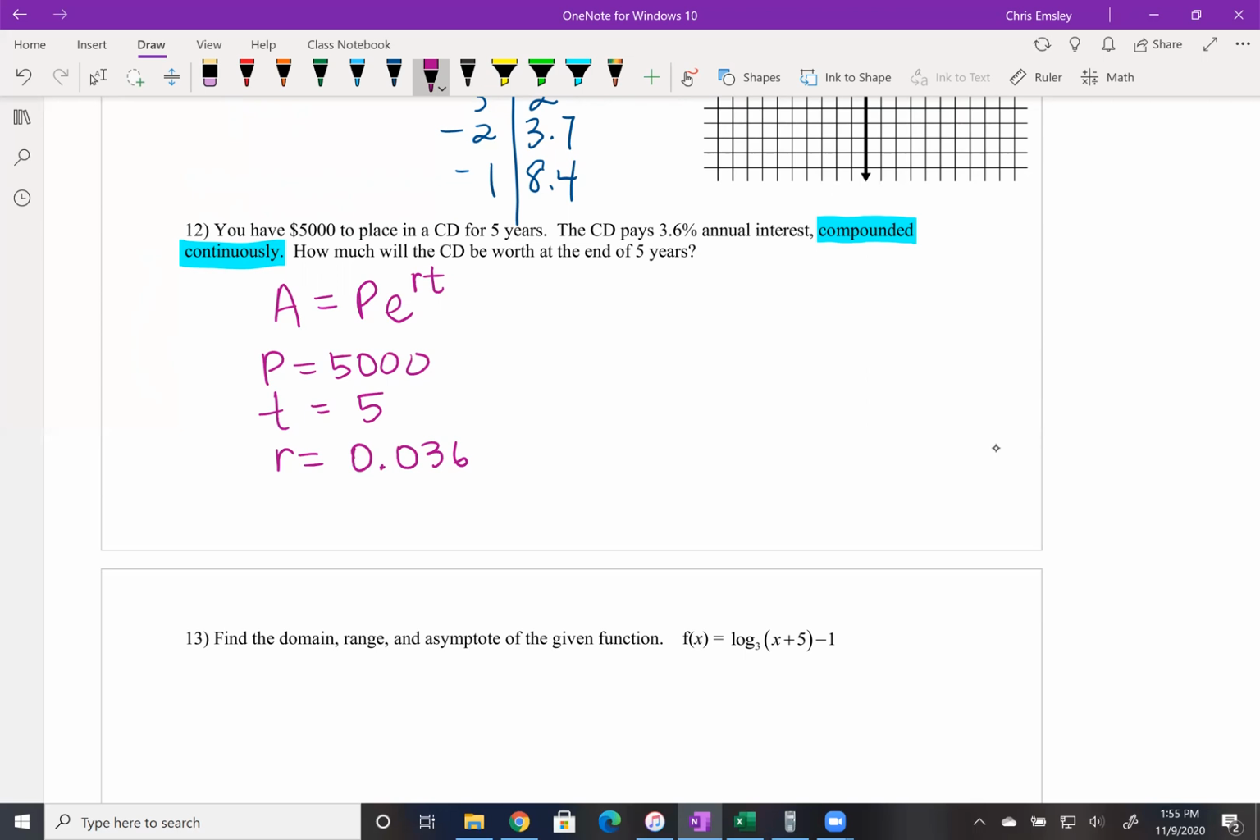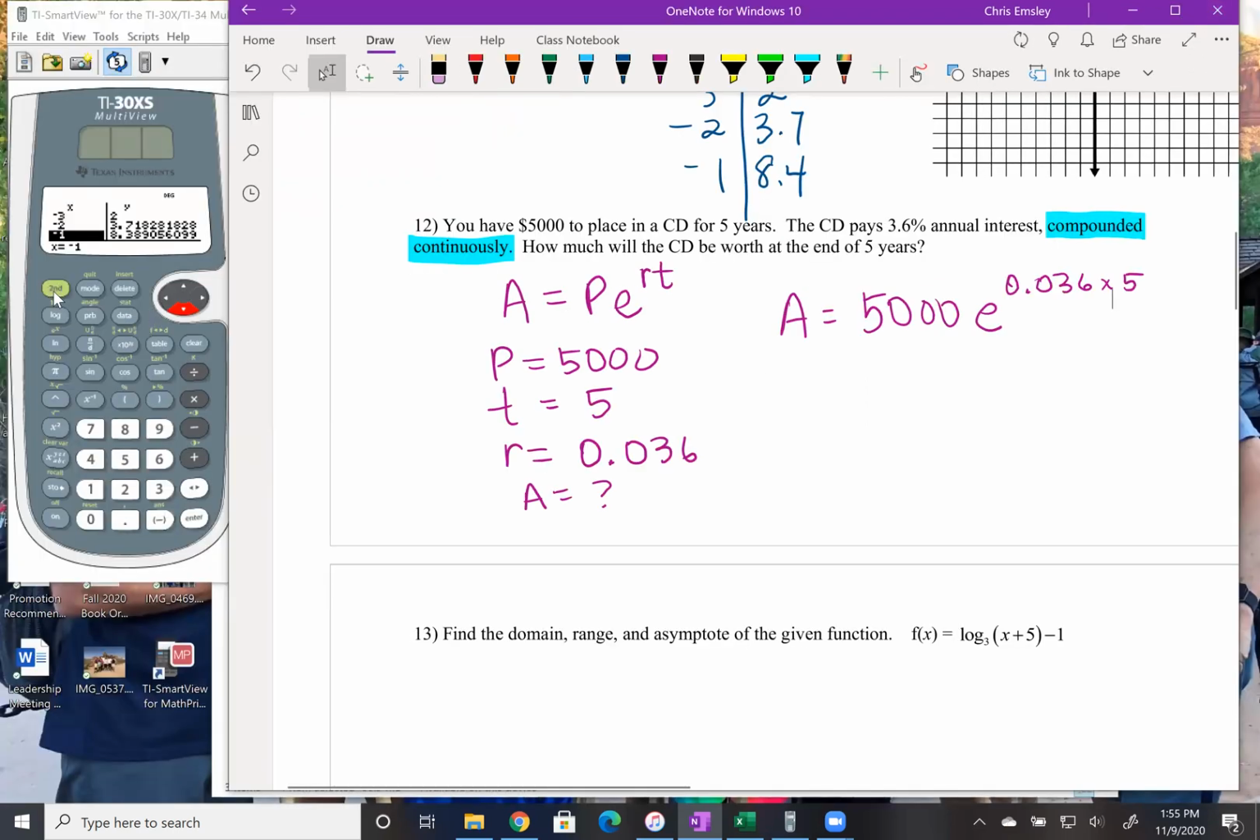How much will it be worth at the end of 5 years? That means we are solving for A. We don't know our ending amount. So we plug in everything we know. Oops, not P. I want to actually plug in the number. R is 0.036 times T, which is 5. I'll go ahead and show you that on the calculator real quick since we have it here.